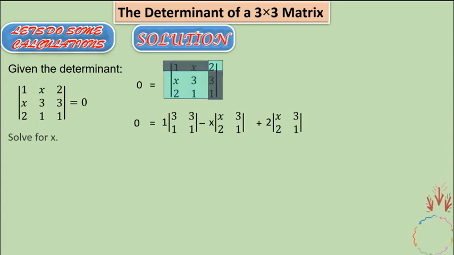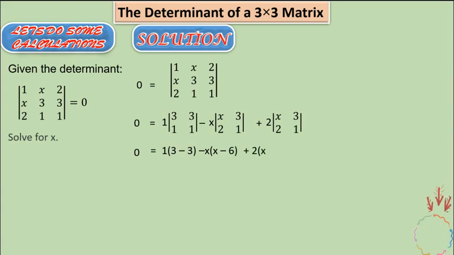Then we simplify this. I hope I'm not too fast; please work with me. The leading diagonal is 3 and the other one is also 3, so 3 minus 3 gives us 0. Then we move to the next, x times x minus 6, then 2 into x minus 6 again. We simplify by removing brackets and distributing. The first one is 0, the next is x squared minus 6x, but with the minus sign we have plus 6x, and the other one is 2x minus 12.